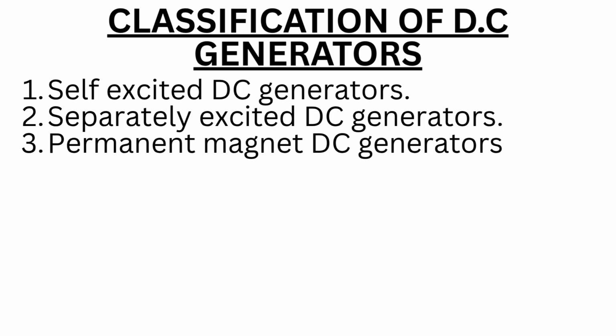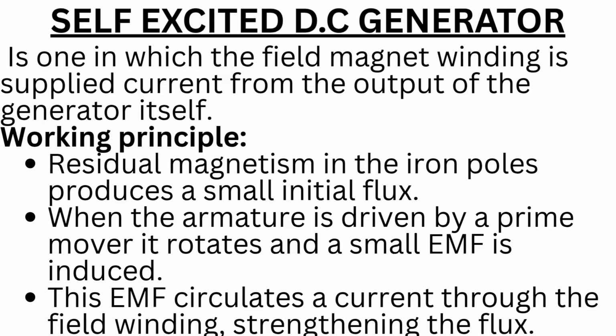Now let us look at the classification of DC generators. They are: 1. Self-excited DC generators. 2. Separately excited DC generators. 3. Permanent magnet DC generators. What is a self-excited DC generator? It is one in which the field magnet winding is supplied current from the output of the generator itself.